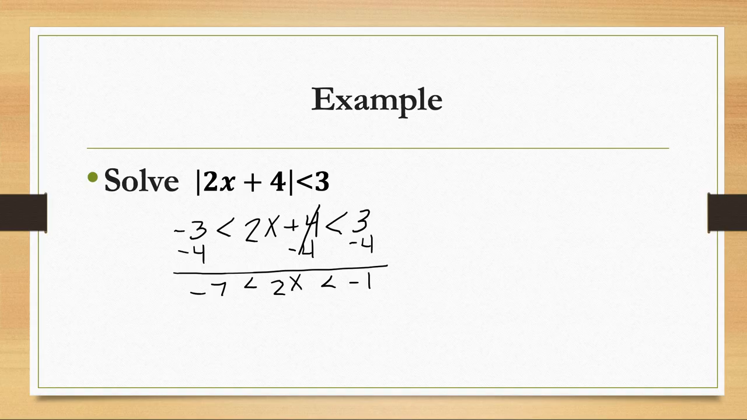Then we need to divide by 2. And again, we'll do that to all 3 parts. So our final answer is going to look like negative 7/2 is less than x is less than negative 1/2.